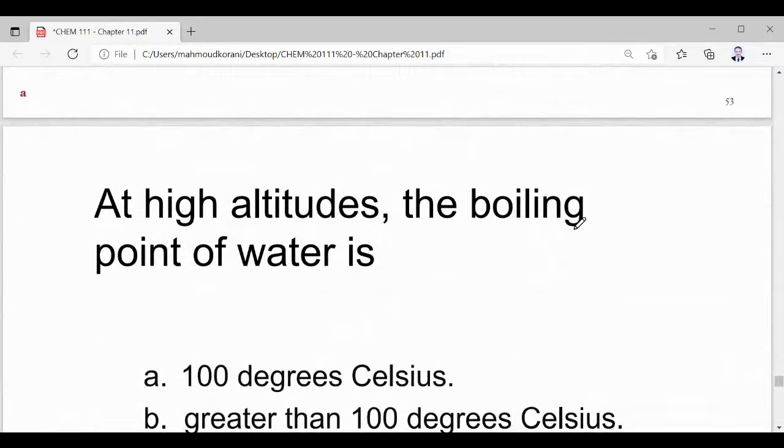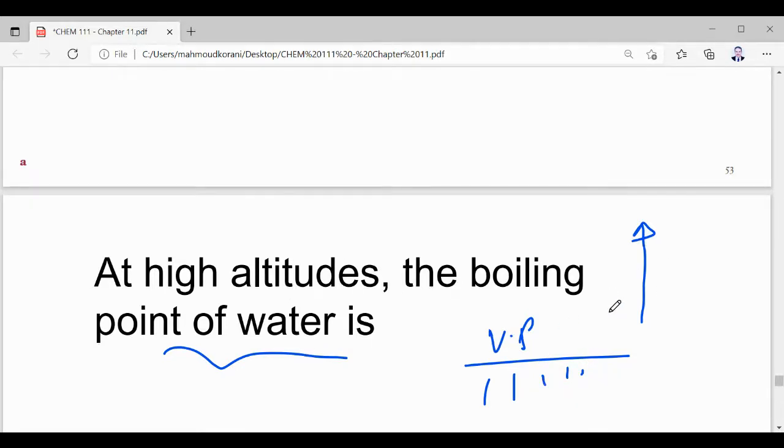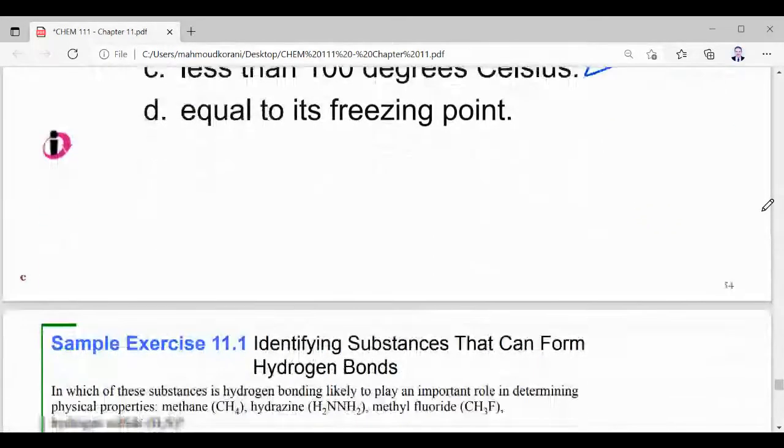At high altitude, when you go up to a higher altitude, the pressure changes. I'm asking whether the boiling point of water decreases or increases. As we mentioned, the boiling point depends on the vapor pressure above the liquid. If the vapor pressure increases, the boiling point increases. If the vapor pressure decreases, the boiling point decreases. When you go to a higher altitude, the pressure above the surface of the liquid decreases, so the boiling point should decrease to less than 100. The normal boiling point of water is 100, so it should be lower than that.